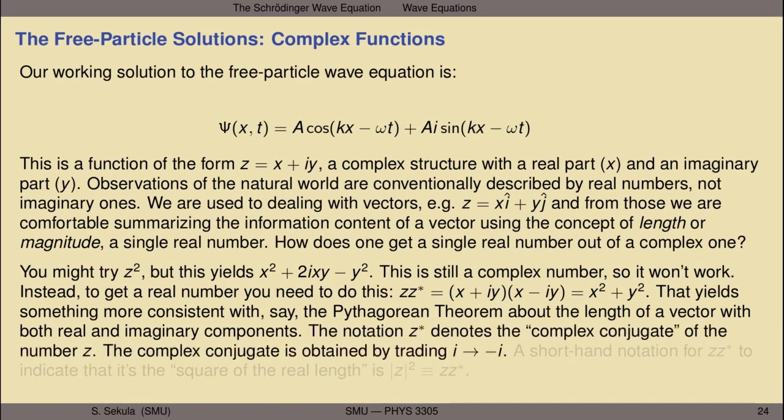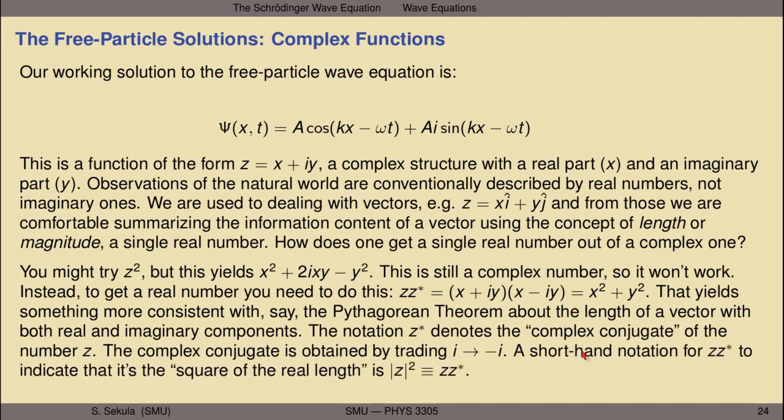And the answer is that z star is what is known as the complex conjugate of the complex number. All you do to take the complex conjugate of a complex number is take all numbers i inside the number and replace them with negative i. That's it. You're going to send i to minus i. You're going to flip the sign of all the i's, and that is all z star represents.